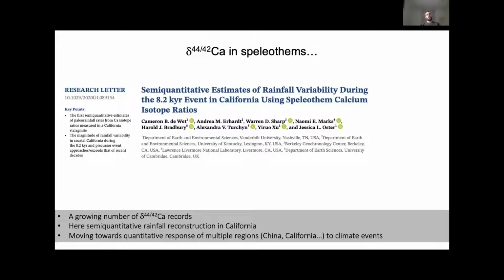And the momentum for calcium isotopes is growing. There's an increasing number of speleothem calcium isotope records. Another very nice example here, which is also centered on the 8.2 kiloyear event. So I think from the point of view of speleothem records, essentially we really are starting to move towards quantitative responses of rainfall amount in multiple regions, all relating, in this case, to the same climate event. So that's really exciting.